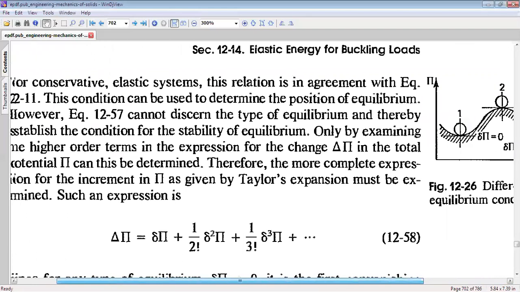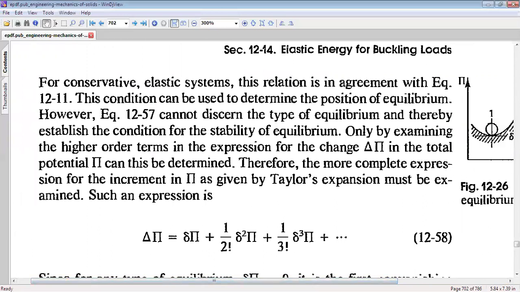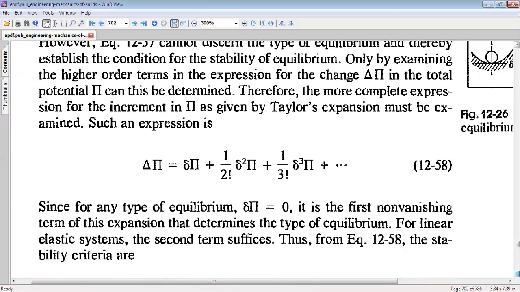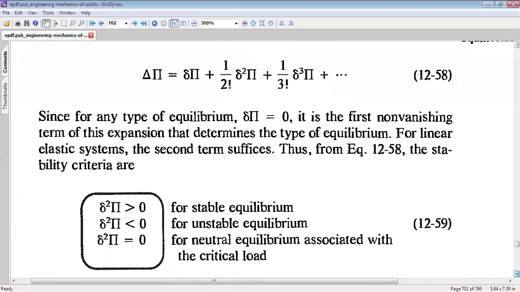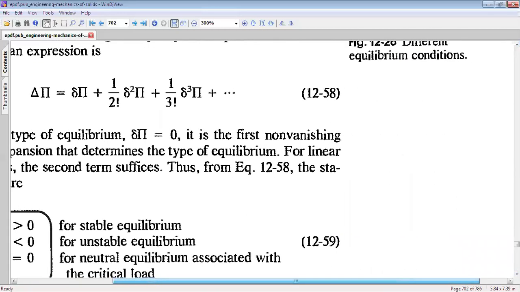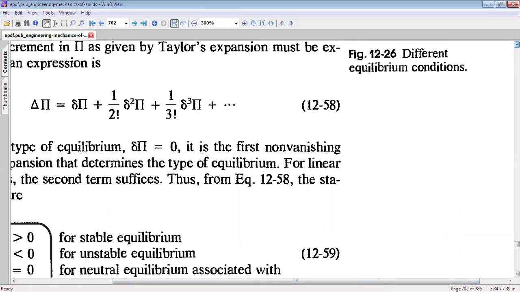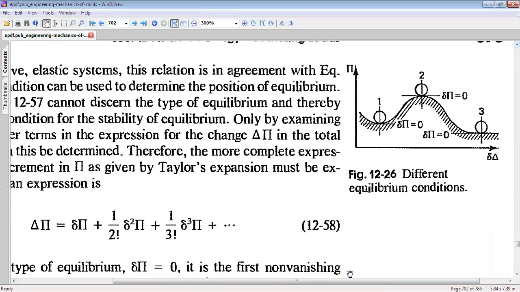Now, change in pi or triangle pi can be written, using Taylor's expansion, as delta pi plus 1 by factorial 2 delta square pi plus 1 by factorial 3 delta cube pi and so on. And here we can see that for any type of equilibrium, delta pi has to be equal to 0. And this equilibrium concept can be represented as in figure 12-26.